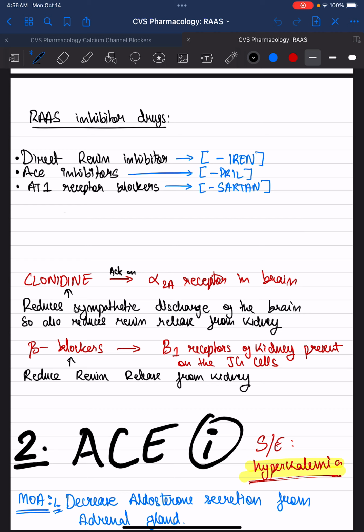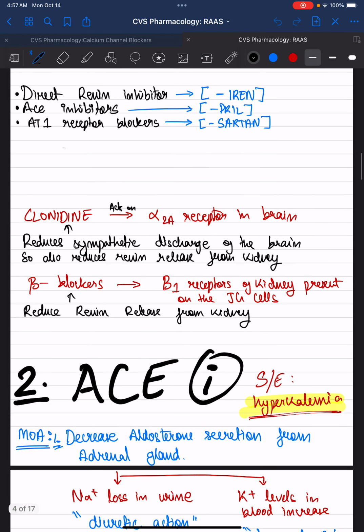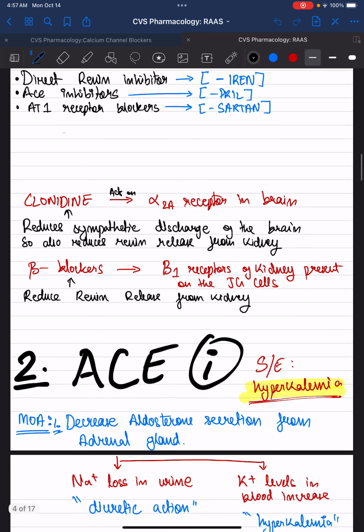So what are the RAS inhibitor drugs? There are direct renin inhibitors, which end in iren. Aliskiren is one example. Then there are ACE inhibitors, which end with pril, like captopril and ramipril. And there are AT1 receptor blockers, more commonly known as ARBs. They end with sartan. The most common ones are telmisartan and losartan.